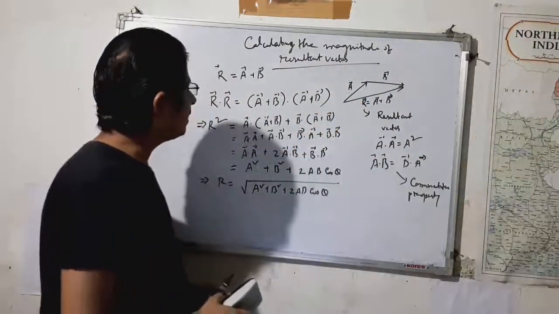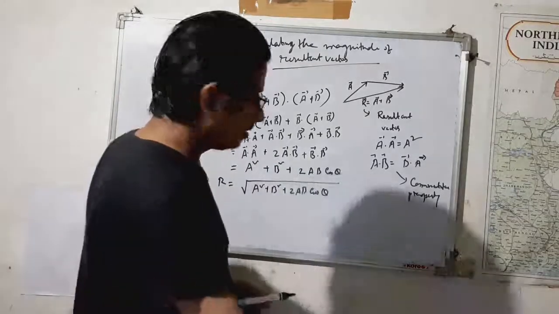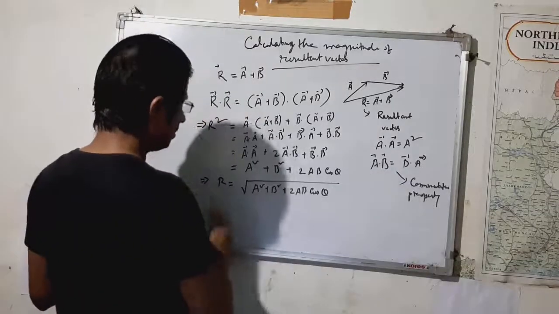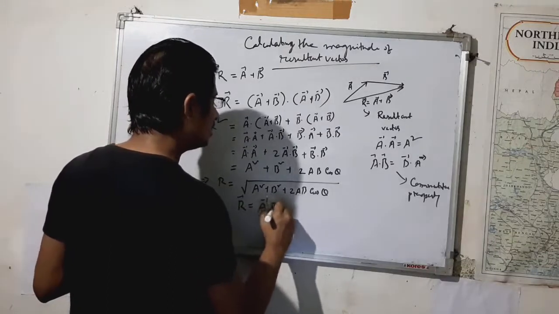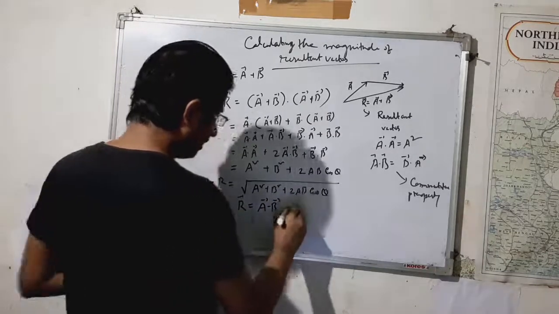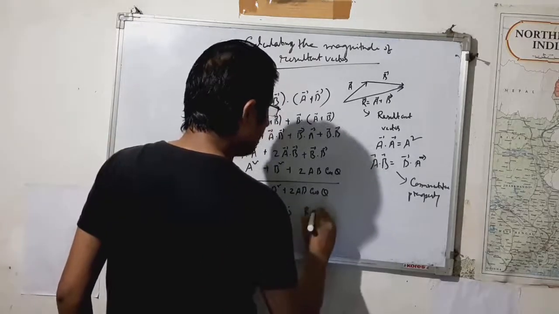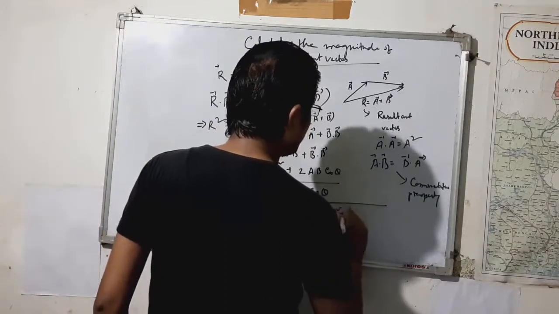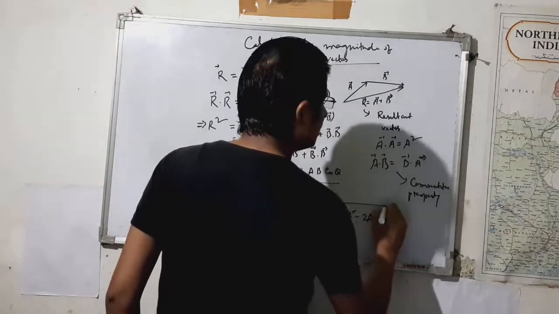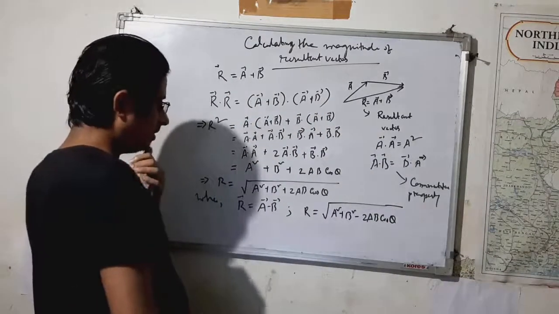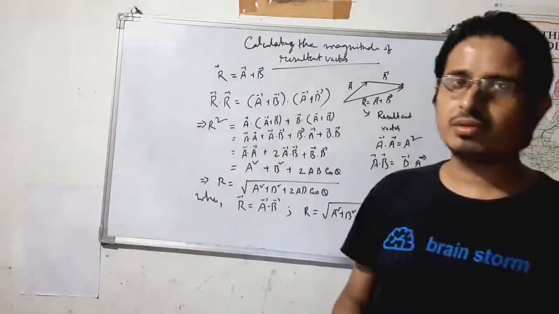Similarly, we can calculate the resultant vector for R equal to A minus B. In this case, when R equal to A minus B, if you calculate in a similar way, you will find R is equal to square root of A square plus B square minus twice AB cos theta. So these two formulas are very, very important for calculating the magnitude of resultant vectors.